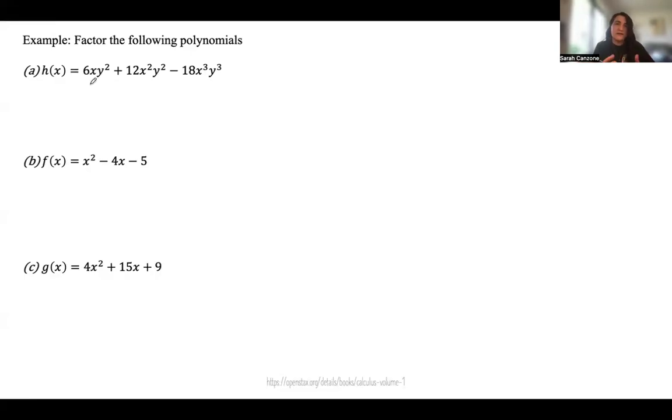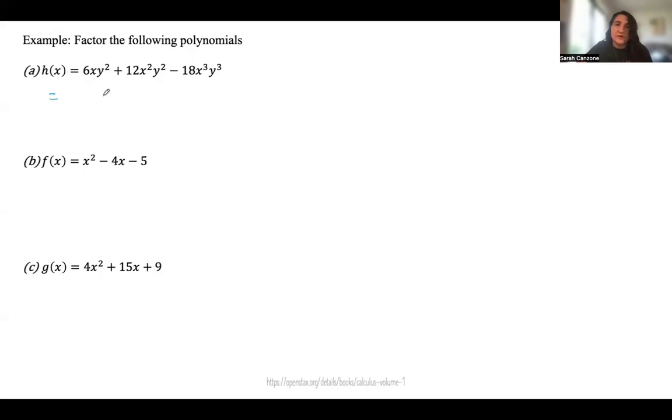So you might be inclined to say 18, but then if you try dividing 18 out of 6, you can't do that. 18 doesn't divide out of 6 evenly. But if you look, 6 does divide into 12, right? 12 divided by 6 is 2, and 6 divides into 18. 18 divided by 6 is 3. And so the greatest coefficient that can be pulled out of everything is 6. And so I'll say equals.